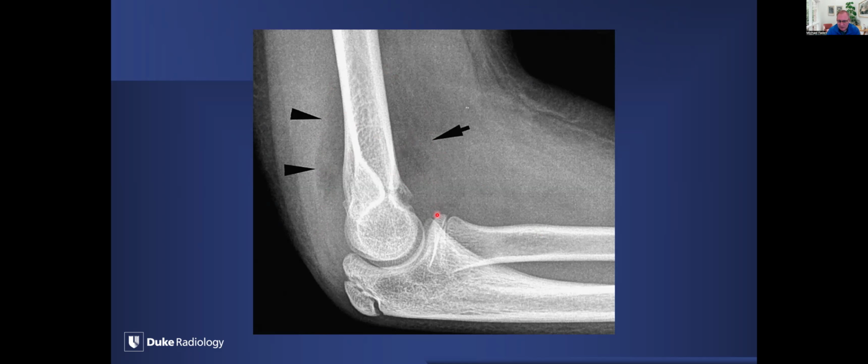The joint effusion is actually here, the fluid within the capsule, but hard to see radiographically. So we look for these manifestations. So elevated posterior fat pad is always abnormal. On occasion, we'll see mild elevation of the anterior fat pad, which can be normal.